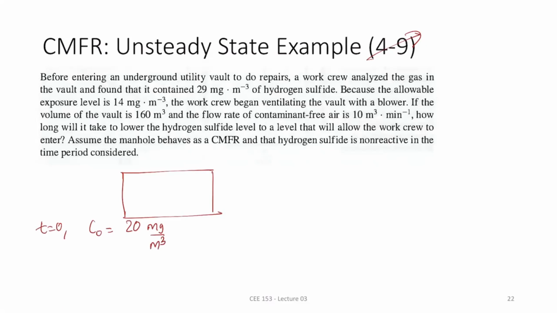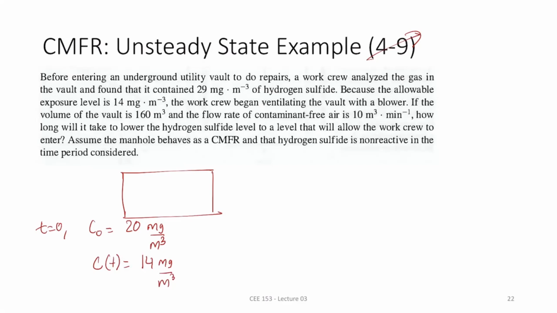Because the allowable exposure level is 14 milligram per meter cube, the work crew began ventilating the vault with a blower. So their objective is to decrease the concentration to 14 milligram per meter cube, because that's what is allowed. So how do they do it? They blow, so that means there is some kind of flow.